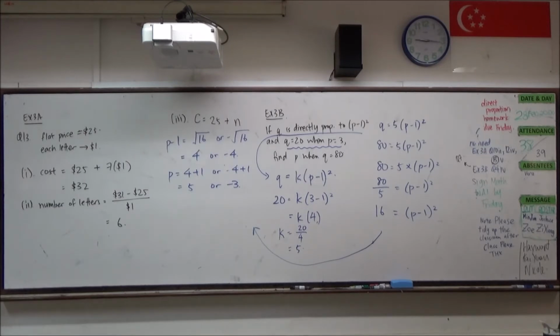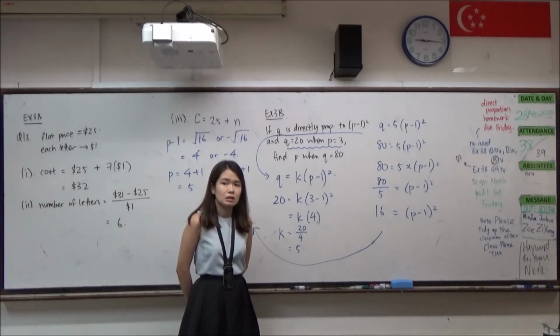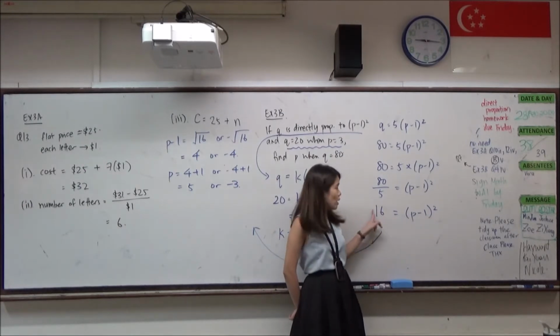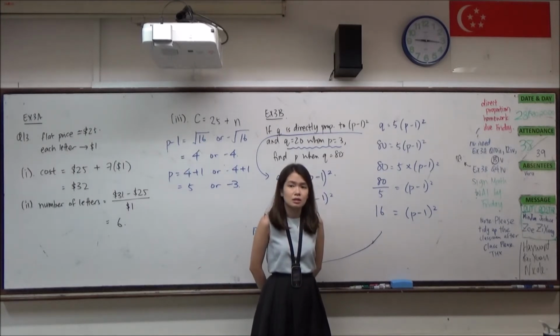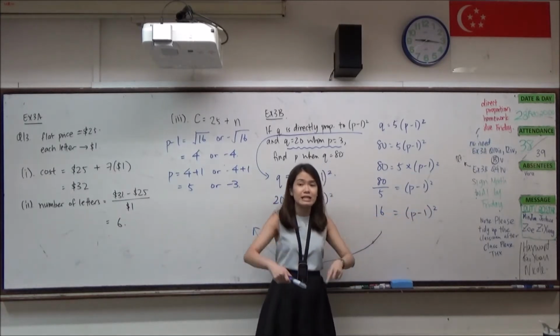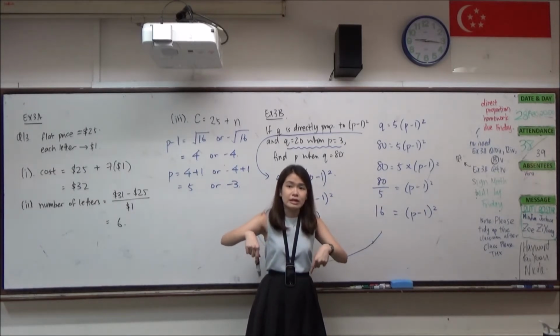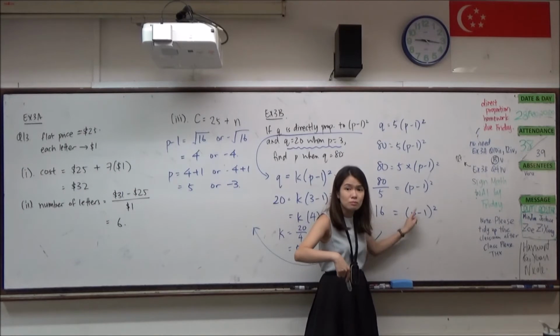Why is it square root 16? This is 16 equals P minus 1 squared. I need to square root to get rid of the square, right? Why can't we do the minus first? The minus is inside the brackets. You need to tackle things that are outside the brackets first, then you can go inside. You understand? This square is for the entire thing, it's a group of things.